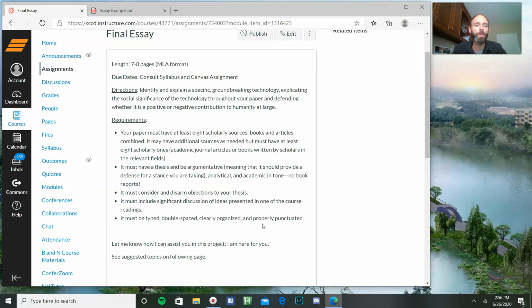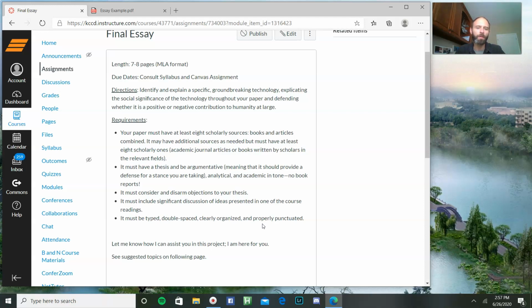It must have a thesis and be argumentative, meaning that it should provide a defense for a stance that you're taking. So this is not merely informative. You're going to be arguing for a position. It must be analytical and academic in tone. Note, even though it's argumentative, I don't mean go after the opposition in an ad hominem sort of way. You need to be academic and professional in tone, but you're also taking a clear stance and arguing for it. So no book reports.